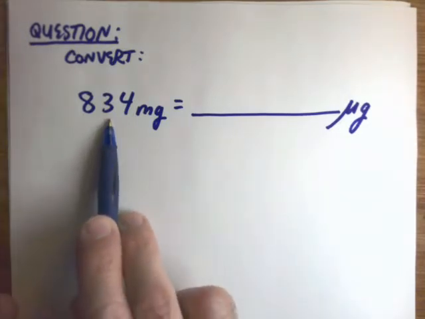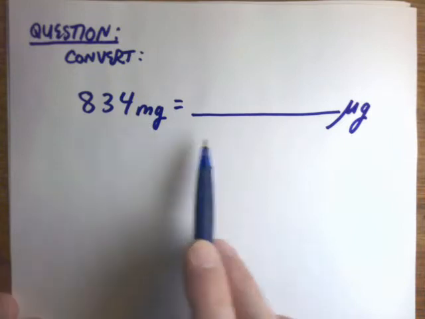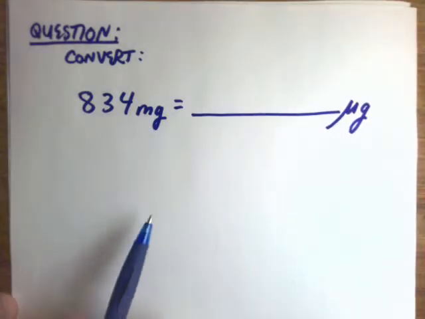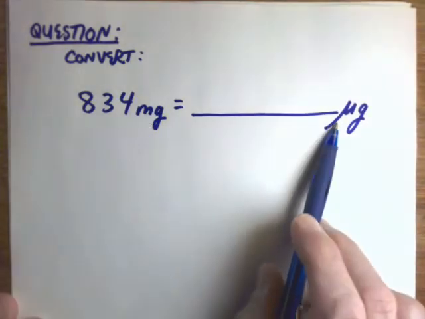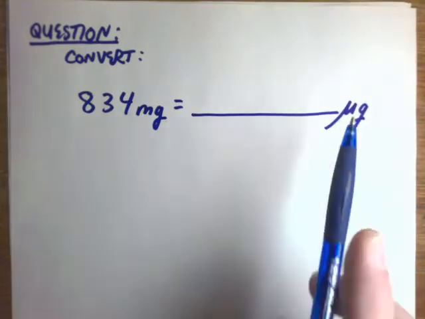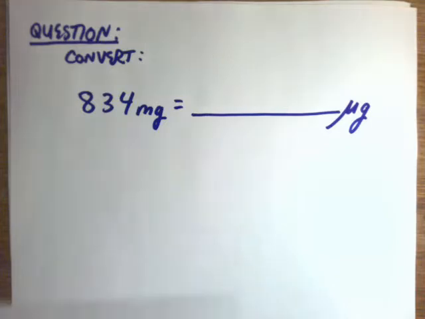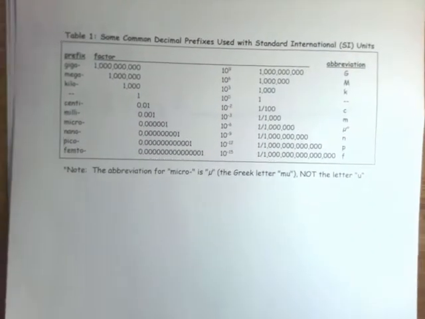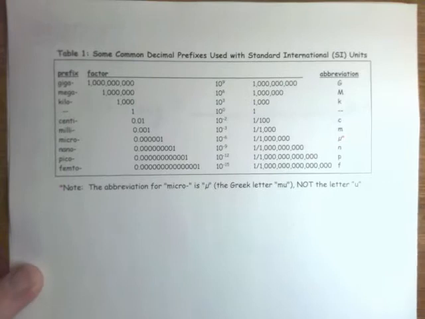What if you have 834 milligrams of a substance? You want to know how many micrograms you have. So we're converting milligrams to micrograms. The first step is to consider what milli means and what micro means. These are prefixes that we have in the table in the lab handout.